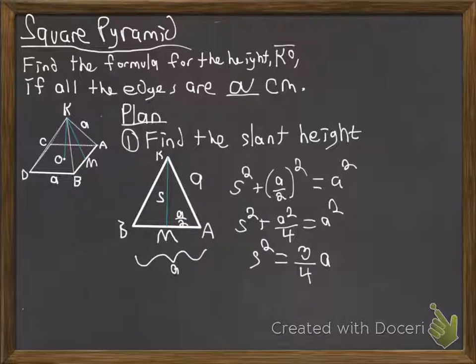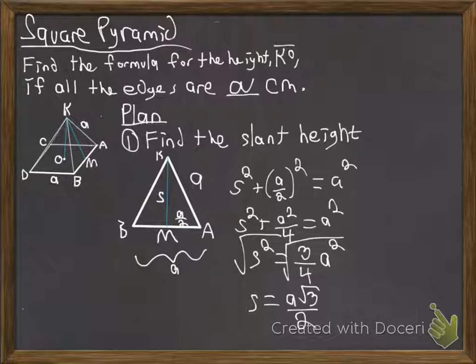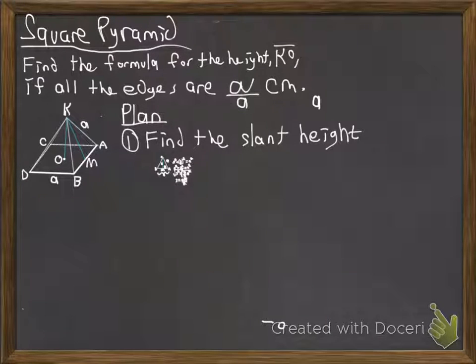3/4 A squared. And now the final thing that we need to do is, of course, we have to take the square root of both sides. So take the square roots. Let's do that a little bit nicer. So square roots and square roots. All right. Then we get S equals A times square root of 3 all over 2. So that is the slant height. Okay, so now we know the distance from K to M.